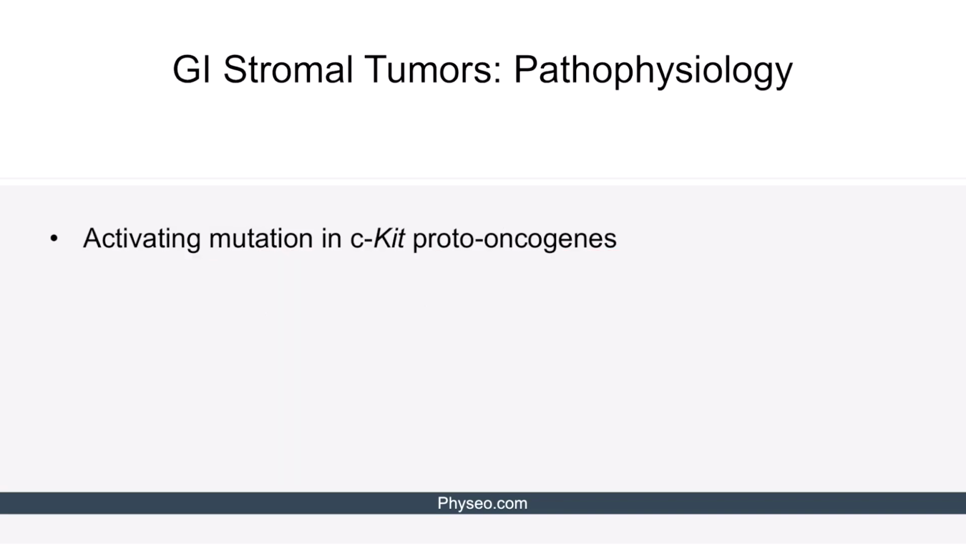Let's move on to the pathophysiology of GIST. The pathogenesis of GIST tumors is believed to be associated with activating mutations in the c-KIT proto-oncogene, which is a transmembrane receptor tyrosine kinase. Recall from pathology that activation of this oncogene eventually leads to tumorigenesis.